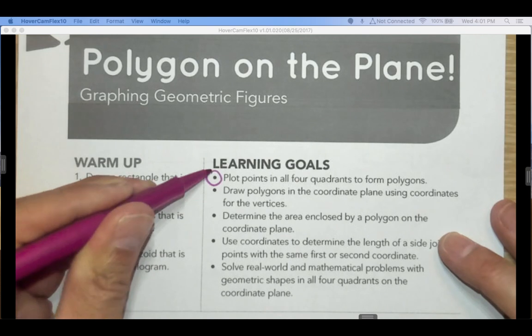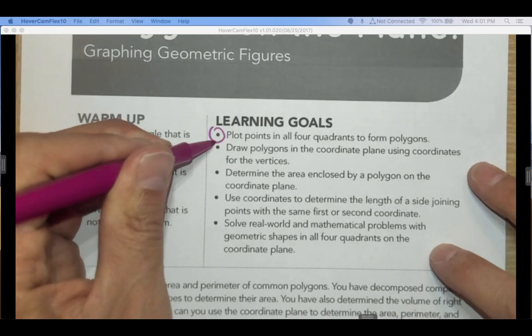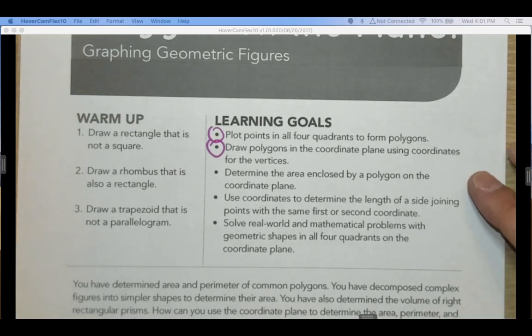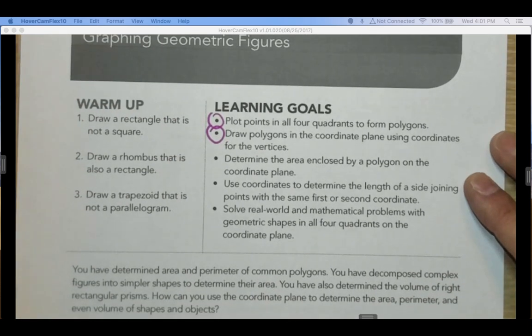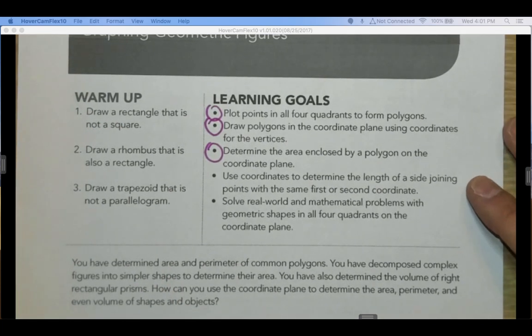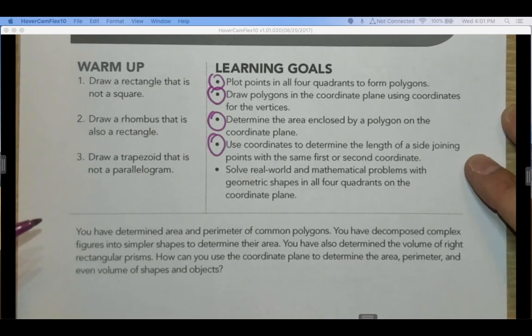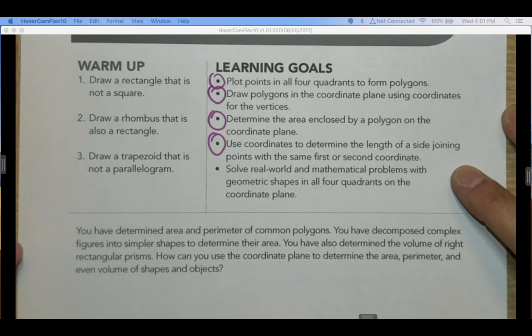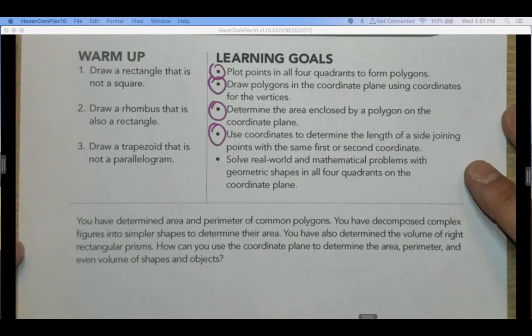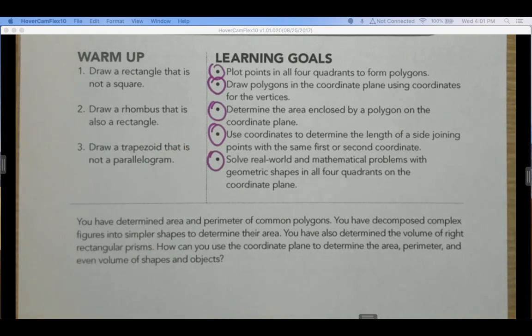Plotting points in all 4 quadrants to form polygons. Draw polygons in the coordinate plane using coordinates for the vertices or corners. Determine the area enclosed by a polygon on the coordinate plane. Use coordinates to determine the length of a side joining points with the same first or second coordinate. Solve real-world and mathematical problems with geometric shapes in all 4 quadrants on the coordinate plane.